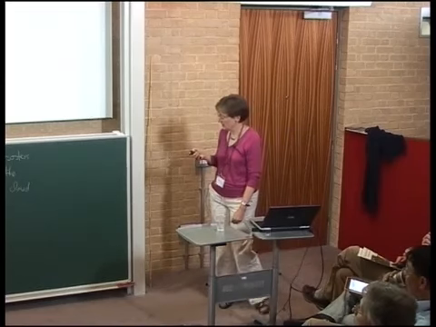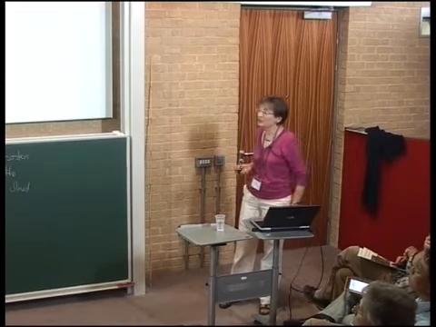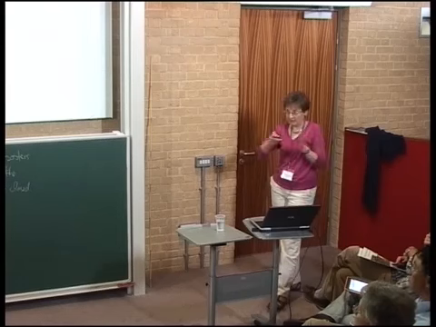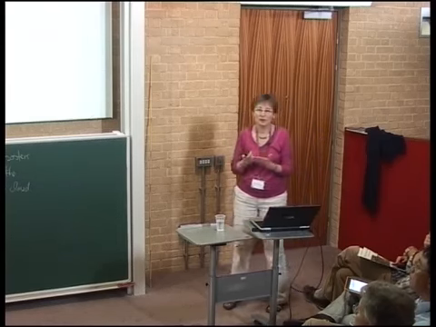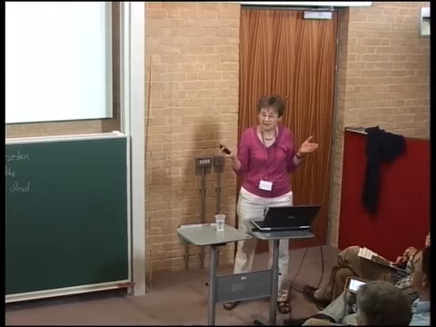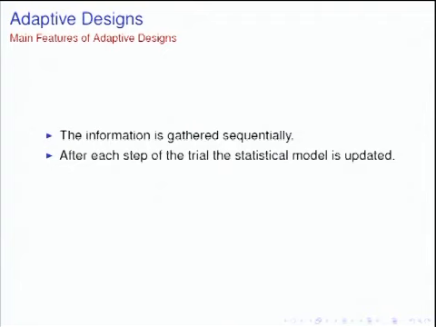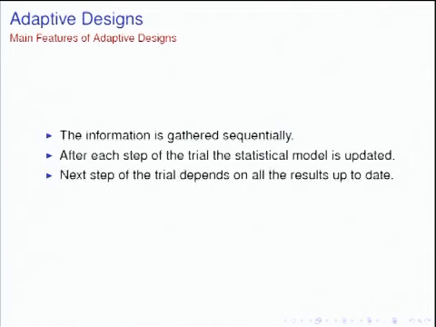Okay, so as I said, these are adaptive designs. And what are the main features? Well, just very quickly, the information is gathered sequentially. After each step of the trial, so we have several steps, the statistical model is updated. So first of all, we assume we have a model. And it is updated, which means that this model's parameters are estimated. Each step. And then the next step of the trial depends on the result which we have up to this very moment. So all of them from time one.